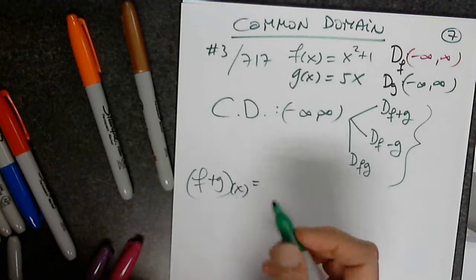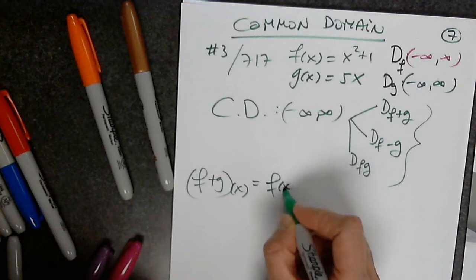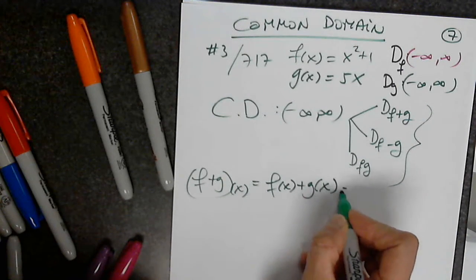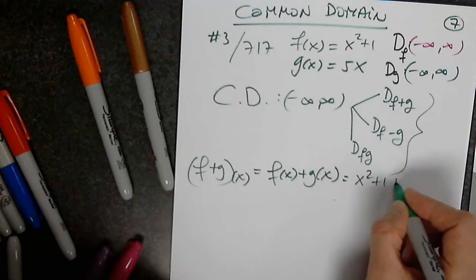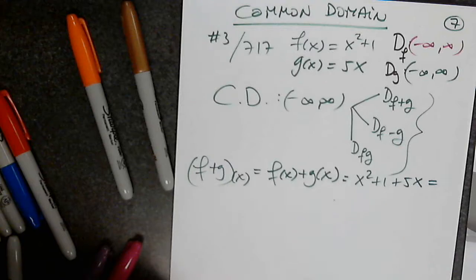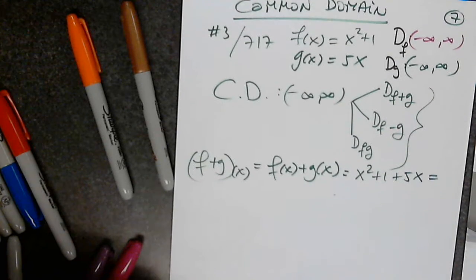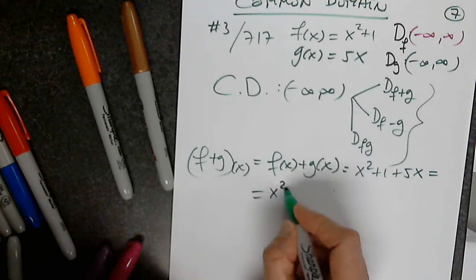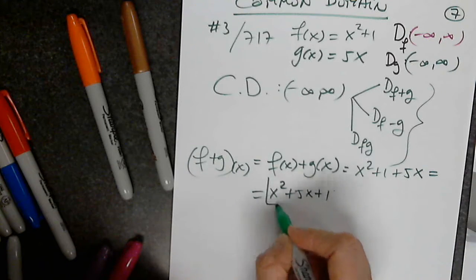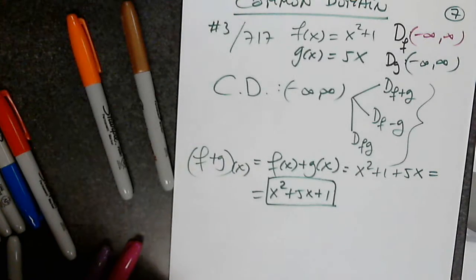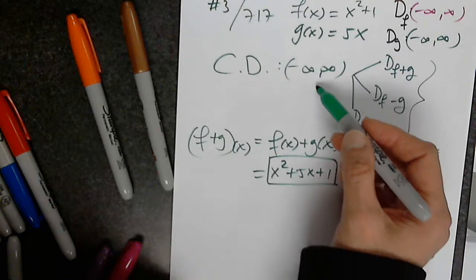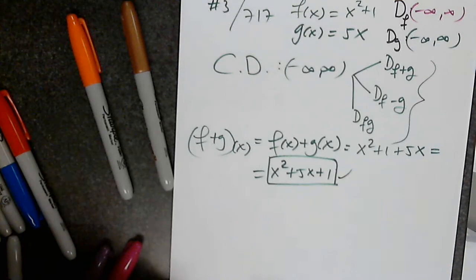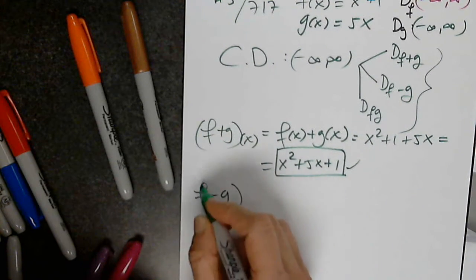Please always write the definition so I can see. In case you make a mistake, then I know you know what you're talking about. So this is x squared plus 1 plus 5x. Yes, I will arrange it in descending order, and this will be x squared plus 5x plus 1, and it's done. Is it clear why the domain is all real numbers? It's a quadratic function.